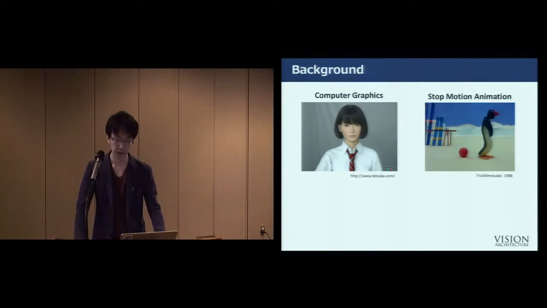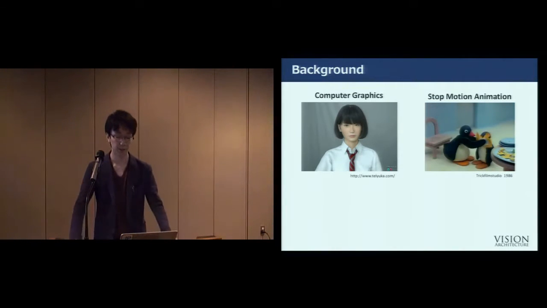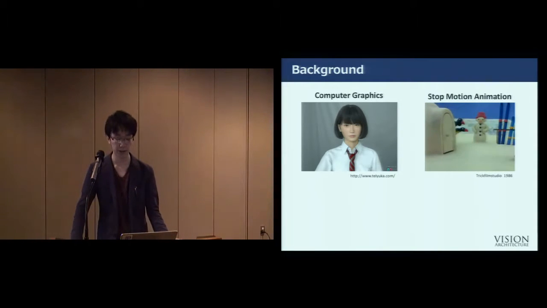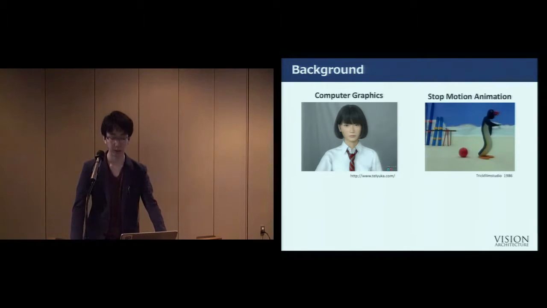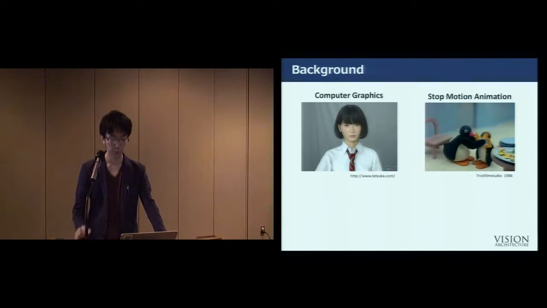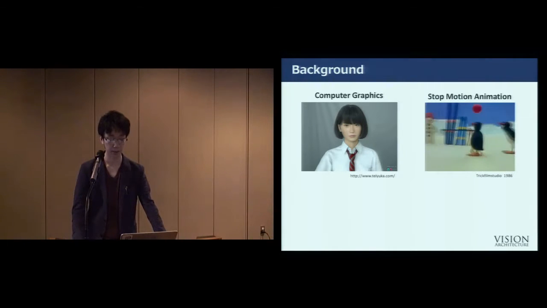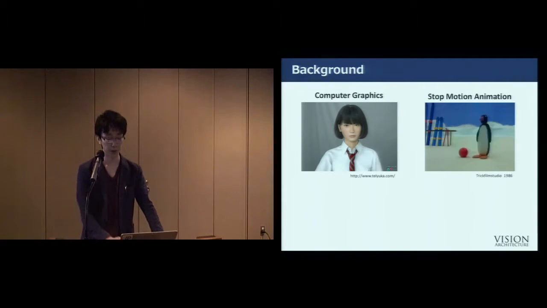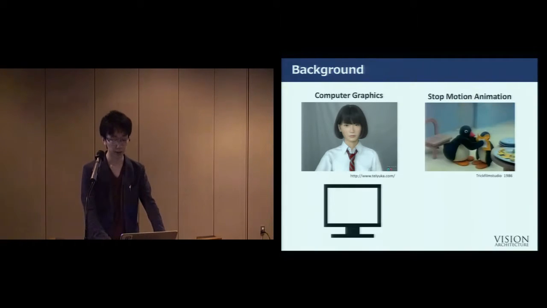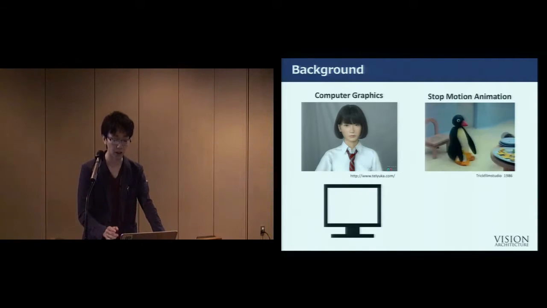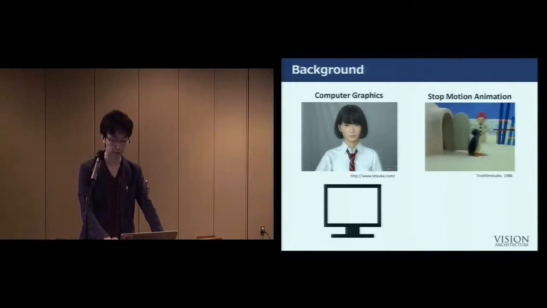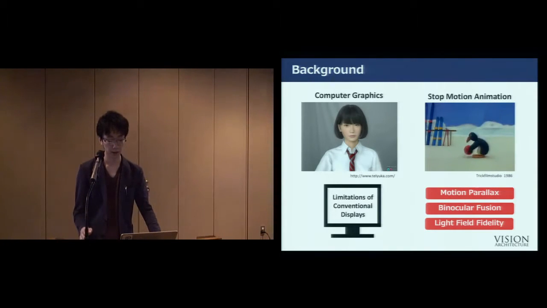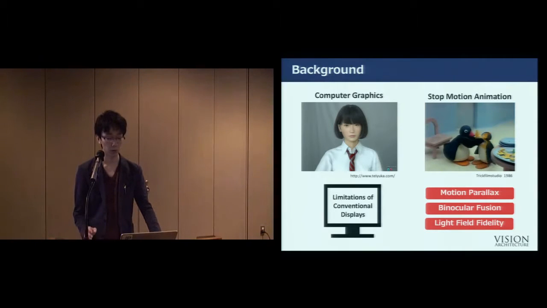There are many approaches to create realistic images. To take an example, by computer graphics, we can create very realistic image in digital world. For another example, stop-motion animation has been developed as a method to create novel visual effect, as if the real objects are actually moving. However, these techniques are developed on the premise of such conventional flat displays. So there are many limitations, such as no motion parallax, and no binocular fusion, and low light field fidelity.